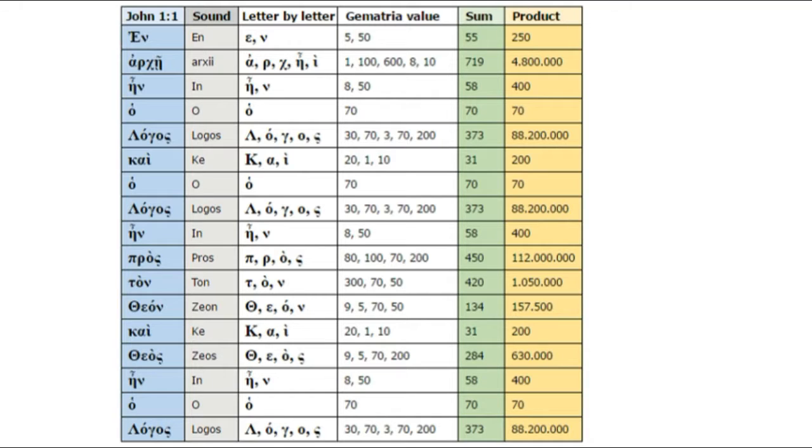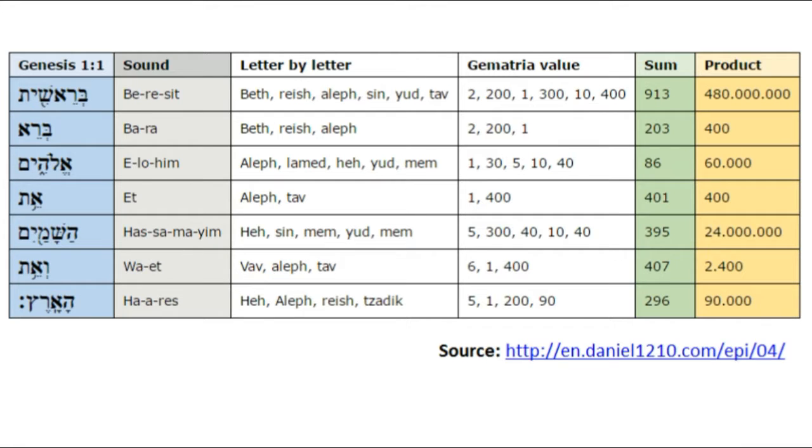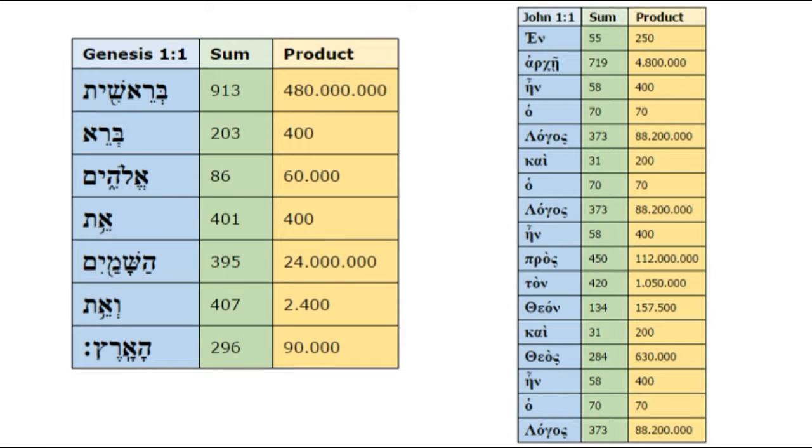We proceed in the same way with the 17 words of the verse John 1:1 to complete the previous table, and we obtain 17 sums and 17 products for this verse, exactly as we had obtained 7 sums and 7 products for the 7 words of Genesis 1:1. We just repeated the same procedure.